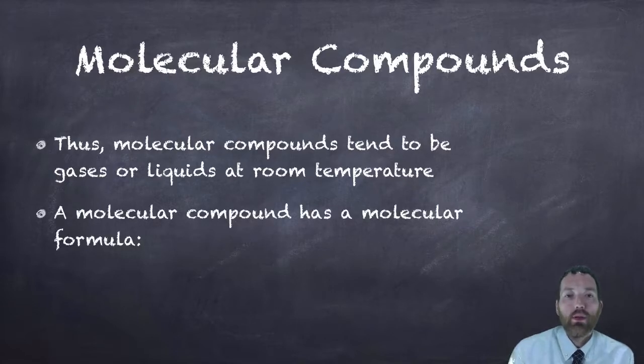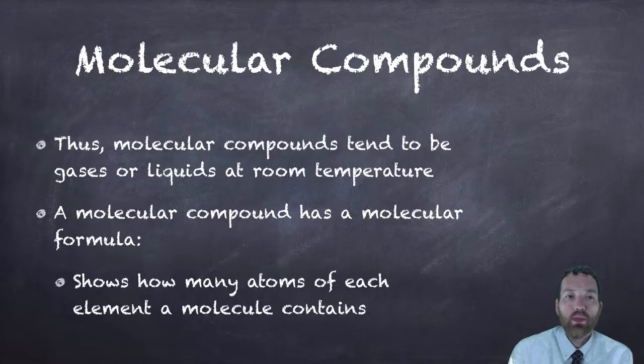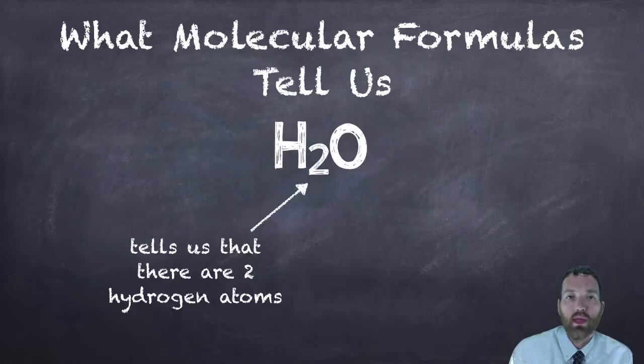So a molecular compound also has a molecular formula. A molecular formula shows how many atoms of each element a molecule contains. It's not like a formula unit, which we talked about when we talked about salts. So table salt, for example, the formula unit was NaCl. It doesn't mean there was one sodium and one chlorine. It was a ratio. It was the lowest whole number ratio of the atoms compared to each other. But a molecule has a molecular formula, which is kind of like a recipe. It shows exactly how many atoms of each element a molecule has.